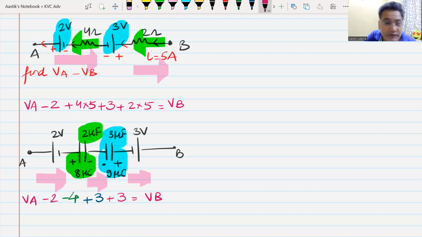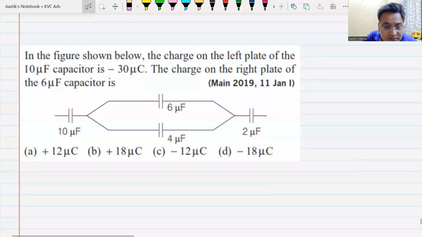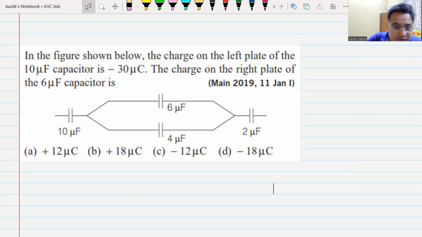It has nothing to do with what we're discussing, but it is here to show you how questions are framed in JEE these days. It's 2019. The figure shown below, the charge on the left plate of the 10 microfarad capacitor is -30. What is the charge on the right plate of the 6 microfarad capacitor? I'll give you a minute. This is an oral question.